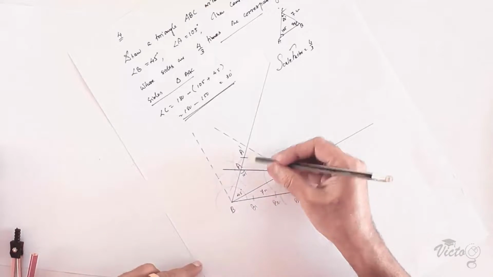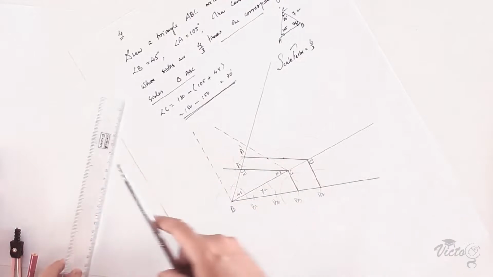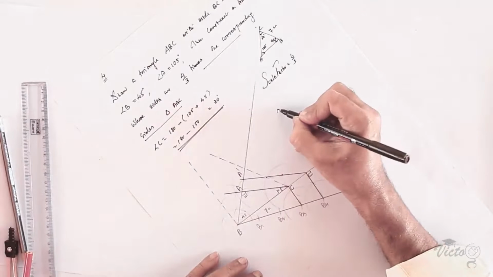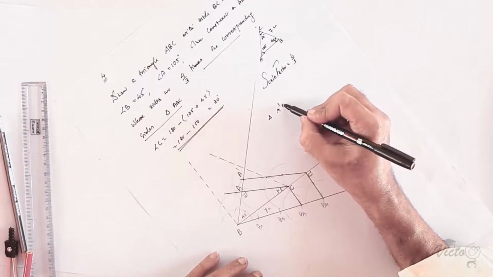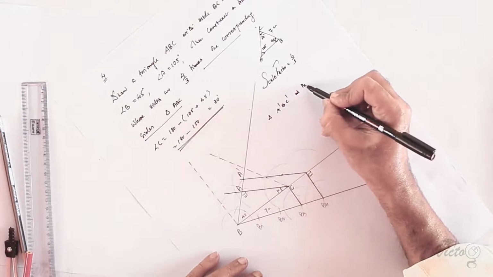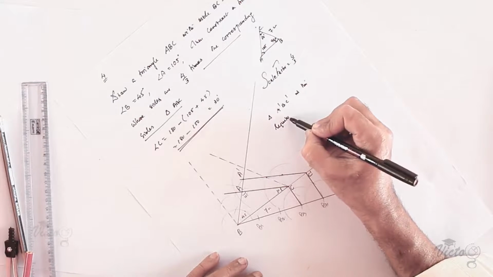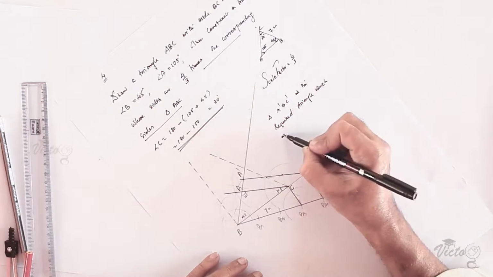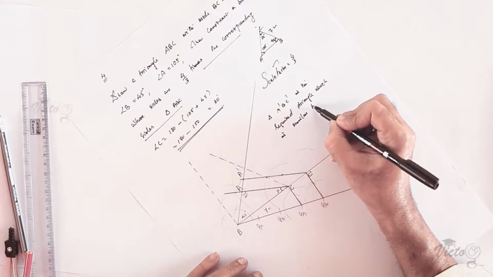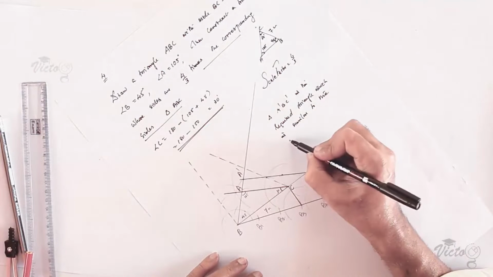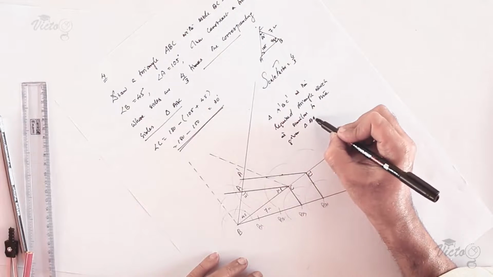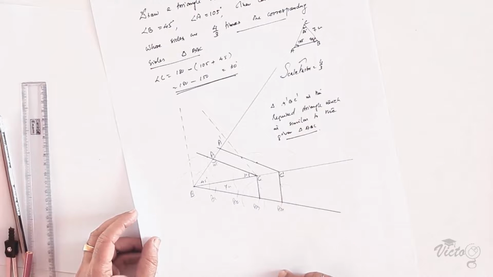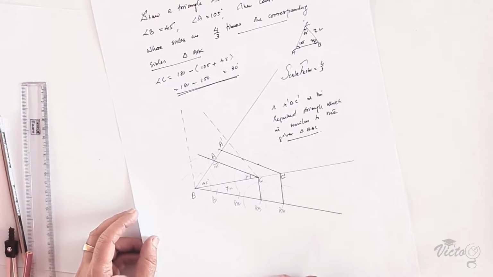Now A dash B C dash will be the required triangle which is similar to the given triangle ABC. Triangle A dash B C dash is the required triangle which is similar to the given triangle ABC. This is the construction when angles are given, one side and two angles are given of a triangle.